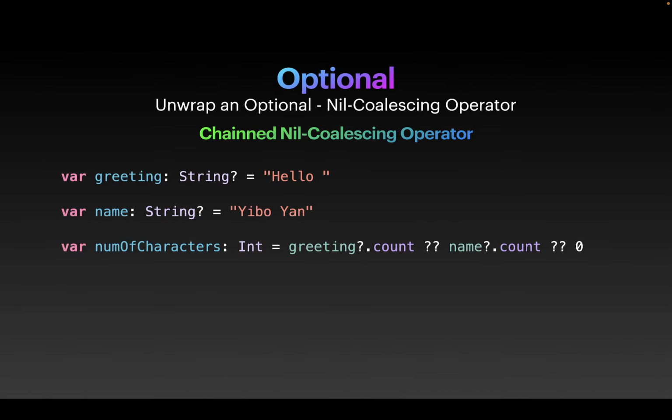Also, you can chain the nil coalescing operator. In this case, for example, we made the name variable an optional again. So I can say, if the greeting has something, I'm just going to use the count of the number of characters inside this greeting string. Otherwise, I'm going to see whether I can get the number of characters inside this name string. If both are nil, I'm going to use the default one, just use the 0. So you can chain the nil coalescing operator.